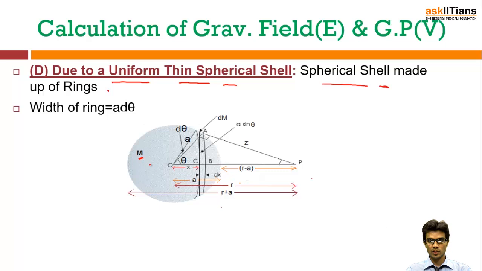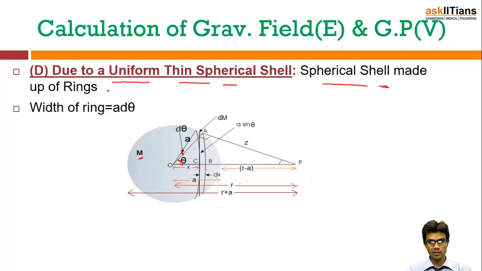Now again consider a ring at distance x from the center, at an angle theta. So this is the theta angle, so this will be d theta, a small change.